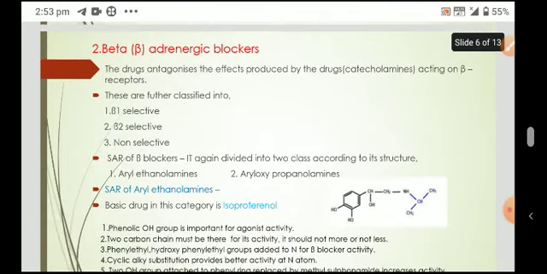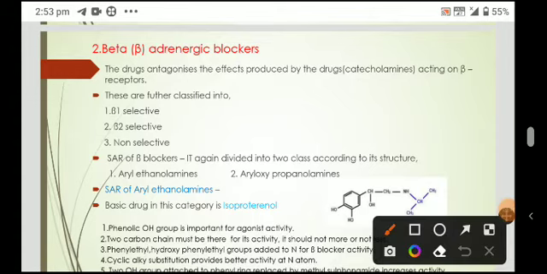Now moving towards the next, that is the beta adrenergic blockers. As we saw first, alpha adrenergic blockers, now the second one is the beta adrenergic blockers. First of all, we will see the information regarding beta adrenergic blockers. These drugs, as I told, antagonize the effect produced by the drugs which are acting on the beta receptors. These are further classified into beta 1 selective, beta 2 selective and the non-selective group.